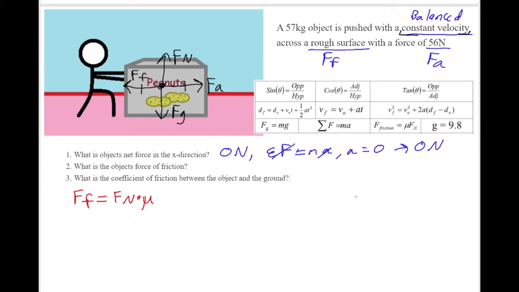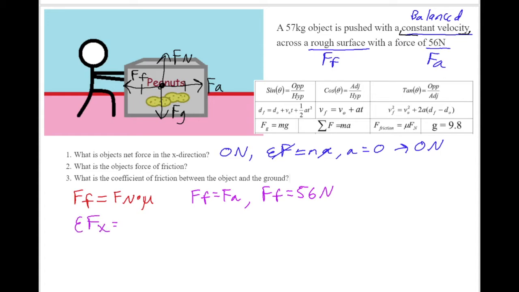Therefore, when this question asks, what is the object's force of friction? Well, the force friction is just equal to the force applied. And we can see up here in the problem that the force applied is 56 newtons, so force friction is just 56 newtons. Another way to figure this out is just to write our equation like we would before.